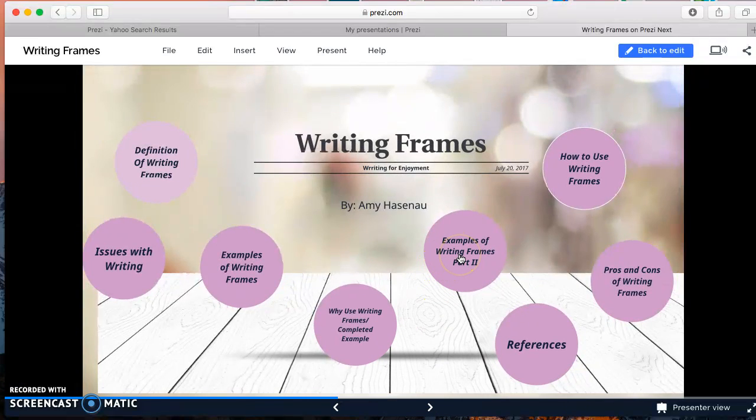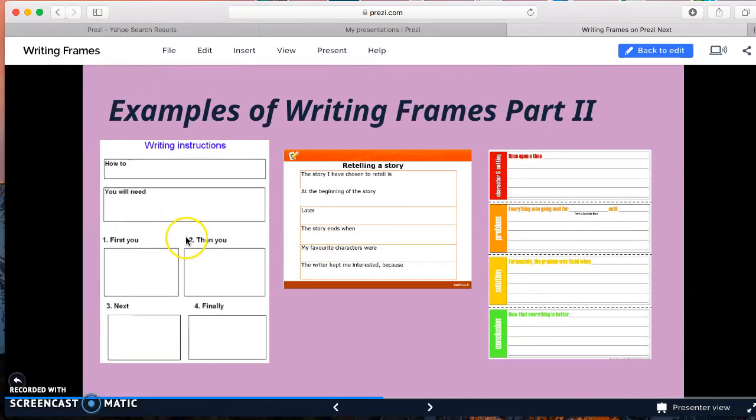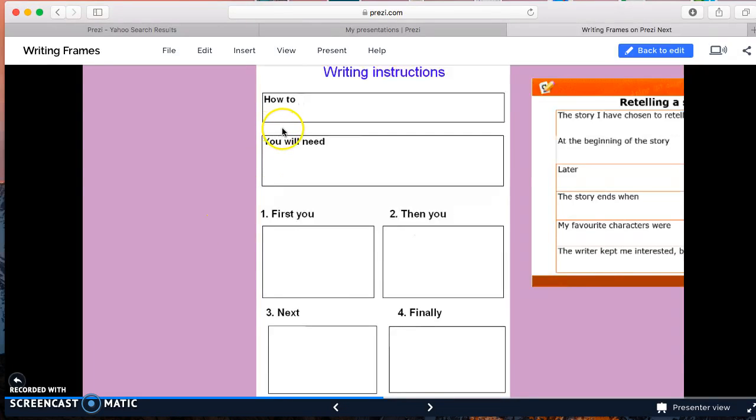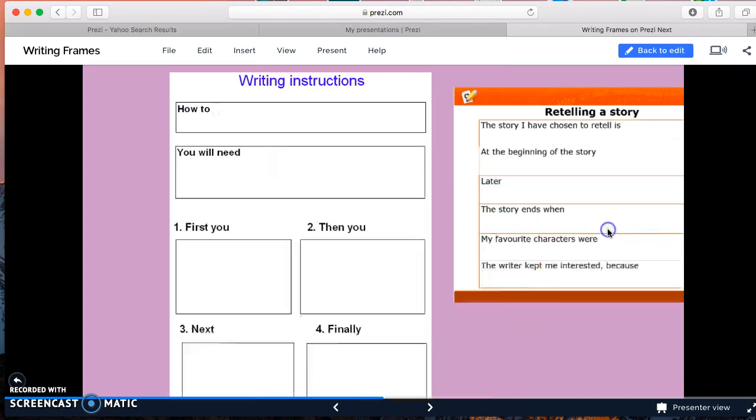Okay, so here are some examples of writing frames that you could use in the classroom. This one is perfect to use in science. So how to conduct an experiment, what you will need, and then the steps in that experiment. You could also have the students building something, and this can talk about the process. For example, in the writing class that I have, we had the students describe how they made slime using this writing frame.